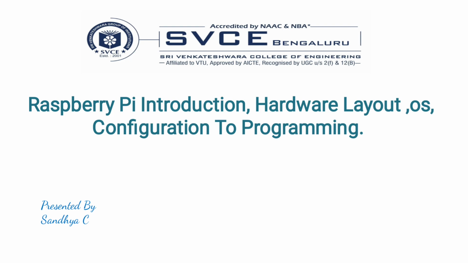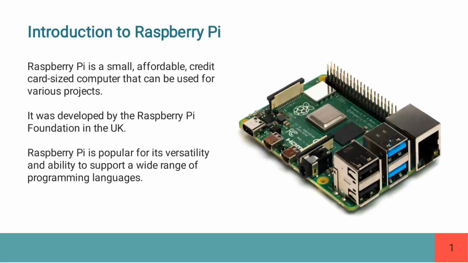In today's session, we are going to discuss the Raspberry Pi introduction, its hardware layout, operating system, and configuration to programming. Let's discuss the introduction to the Raspberry Pi. Raspberry Pi is a small, affordable, and credit card sized computer that can be used for various projects. It was developed by the Raspberry Pi Foundation in the UK, and Raspberry Pi is popular for its versatility and ability to support a wide range of programming languages.